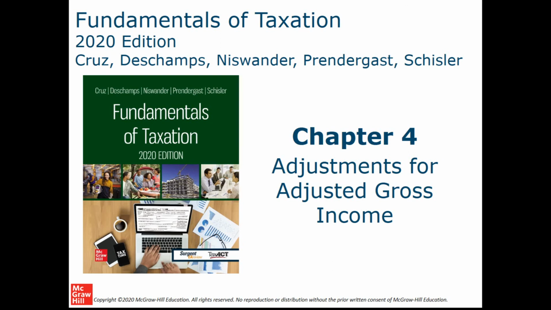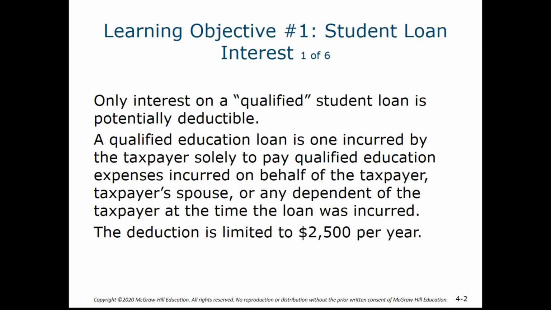They're very important because they help reduce AGI, which we all know is used to determine whether or not taxpayers qualify for further below-the-line deductions as well as certain credits. So we'd like to get our AGI number as low as possible. These deductions that we're talking about in Chapter 4 will help us to do that.